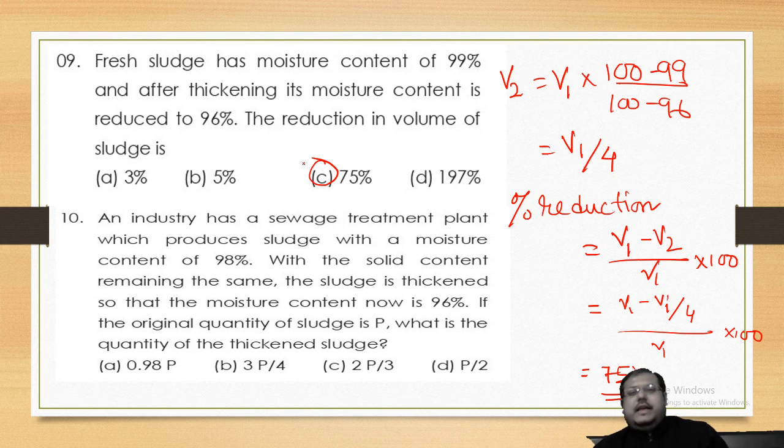75%. Again, we have solved these types of things, it will be P by 2. We know this. Clear? So you can see if you understand the thing, solving the question is a cakewalk. You need to understand the thing. Okay.